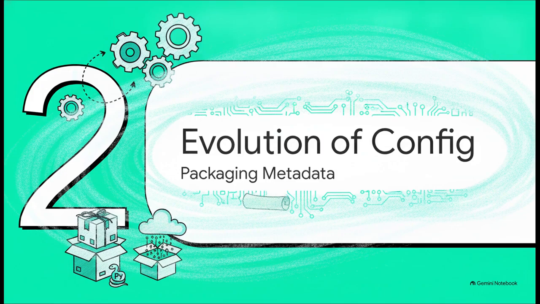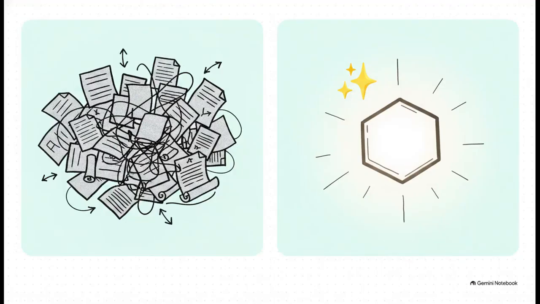Moving right along to Section 2, Evolution of Packaging Configuration. There's been a massive shift in the Python landscape recently. Historically, developers defined absolutely everything, project names, version numbers, all their dependencies, in a file called setup.py. You'd literally call a setup function right inside this file and pass in all your metadata. It was the core of the Setuptools system for years.